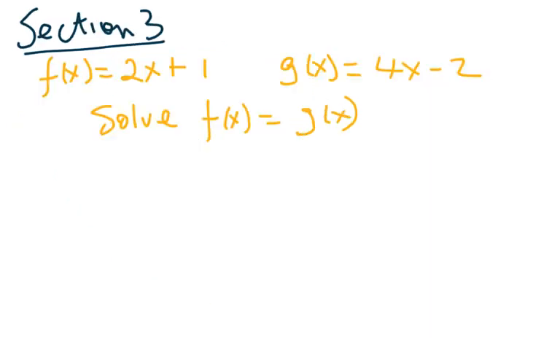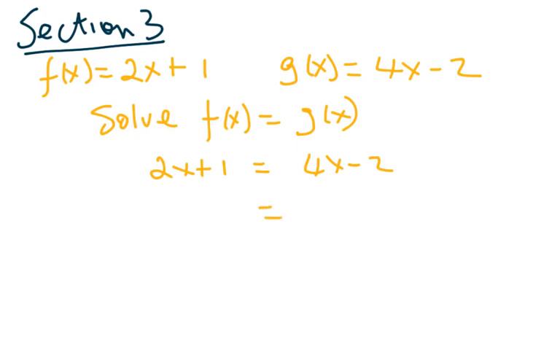Okay, next section. Section 3, we're given 2 different functions. f of x is equal to this, and g of x is equal to this. So 2 different functions, and the question might be: solve f of x is equal to g of x. So all I do is, instead of f of x, I'm going to write 2x plus 1 is equal to 4x minus 2.